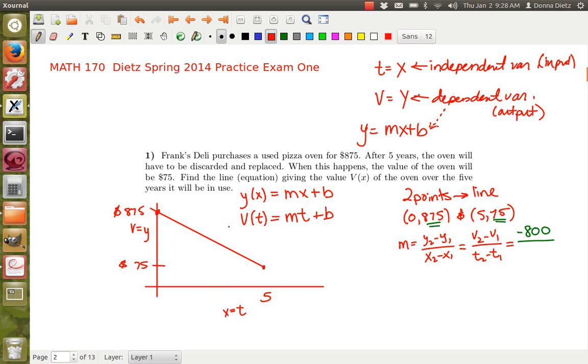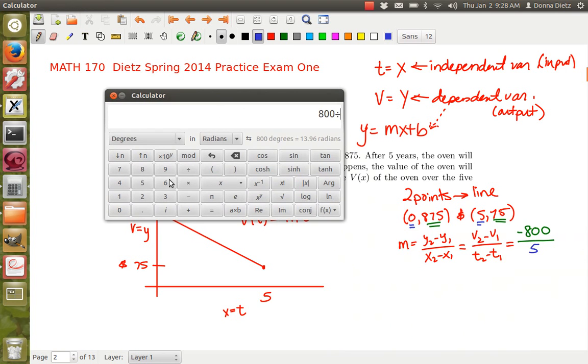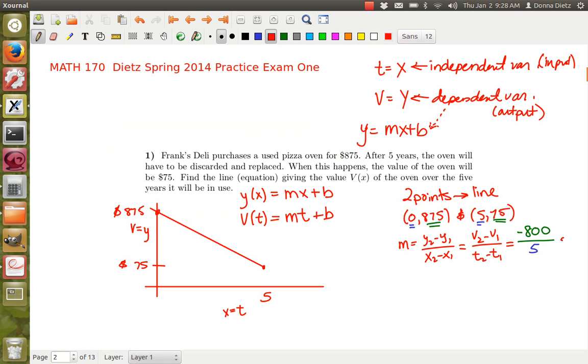Once you get that, you know, okay, since it's going down, the slope has to be negative. So let's go ahead and finish this. It was t2 minus t1, which is 5. And 800 divided by 5 is 160. So we just know this is minus 160. And then the problem becomes very easy.